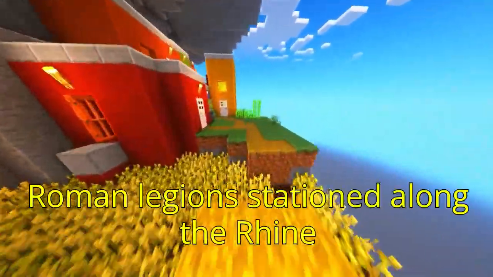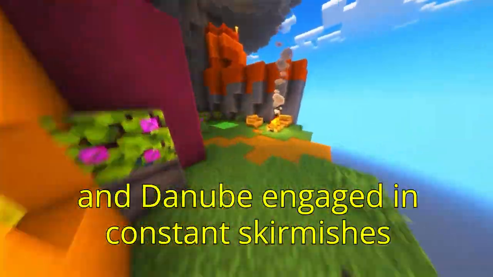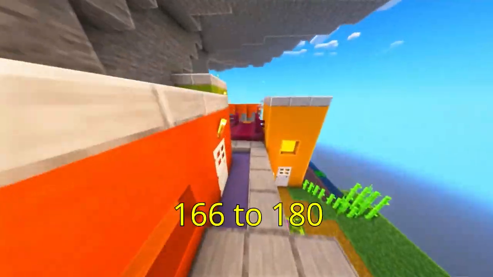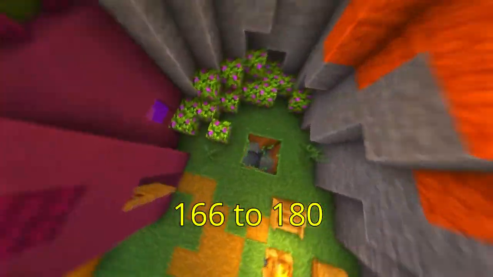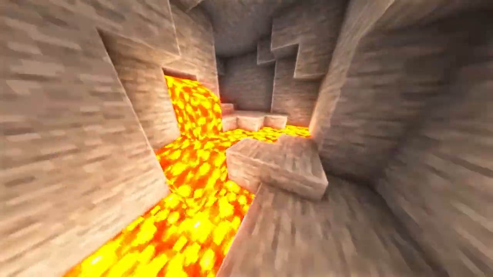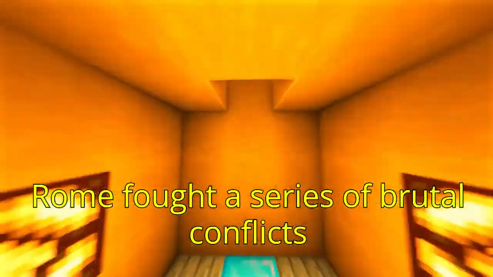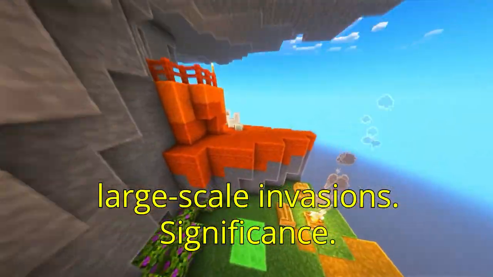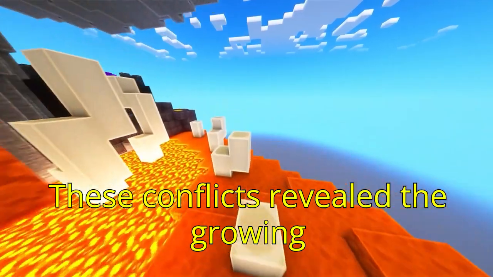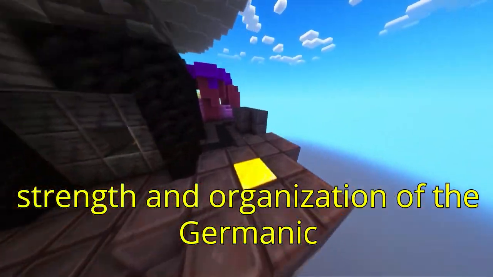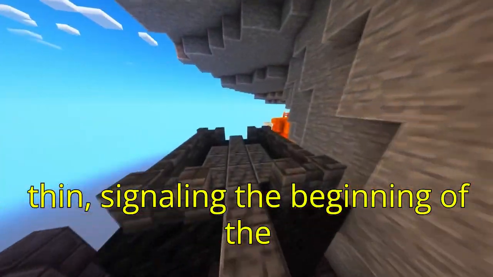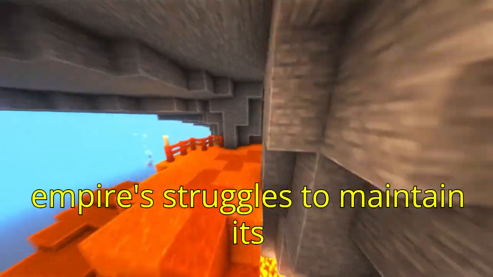Frontier Wars. Roman legions stationed along the Rhine and Danube engaged in constant skirmishes with tribes like the Marcomanni, Quadi, and Alemanni. Marcomannic Wars, 166 to 180 CE, under Marcus Aurelius. Rome fought a series of brutal conflicts along the Danube frontier, repelling large-scale invasions. Significance. These conflicts revealed the growing strength and organization of the Germanic tribes. Rome's resources were stretched thin, signaling the beginning of the empire's struggles to maintain its borders.